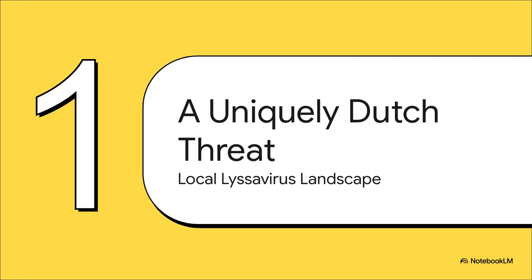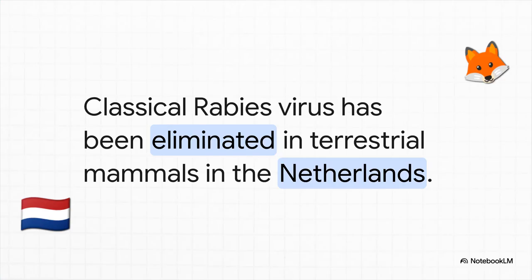So, first things first, let's ground this whole discussion in the real-world epidemiological landscape that you're working in every single day. When you think of rabies on a global scale, you probably picture dogs, maybe foxes. But here in the Netherlands, the story is completely different. Thanks to some really successful public health campaigns, classical rabies virus has been wiped out in our terrestrial mammals.